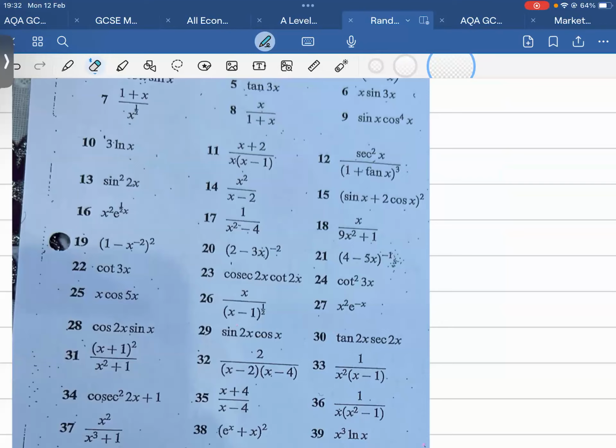20 has to be partial fractions. So it's 1 over 2 minus 3x squared, which is 1 over 2 minus 3x, 2 minus 3x. So you make that into partial fractions. Or you can also try reverse chain rule, but I'm not that confident with it. 21 is easy, but hard to tell the method. Do you know? 21.